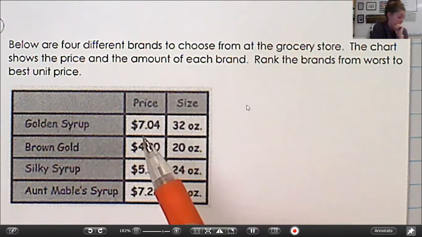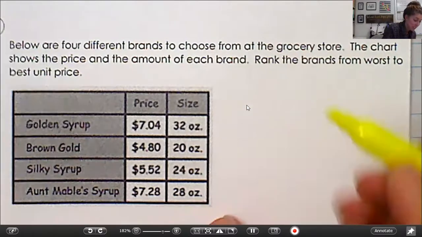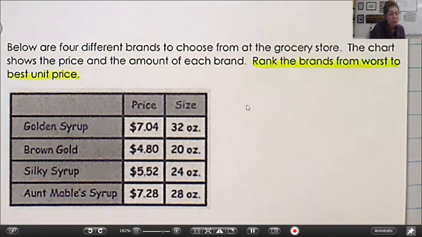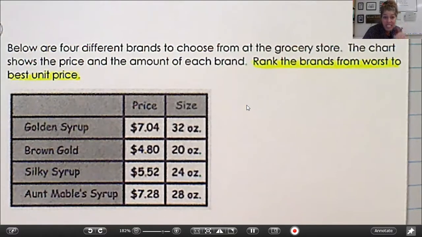The chart shows the price that you're paying and the amount of ounces that you get. So what we're going to do is we're going to rank the brands from worst to best unit price. So I threw out the word unit price on day one because when it comes to the best unit rate for things that we buy, it really comes down to cost, right? If I'm going to buy a certain amount of syrup, I want to make sure I'm paying the least dollar per ounce. That's what's most important to me as a consumer. So it's all about the price.